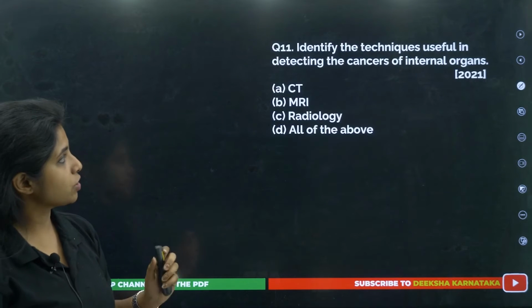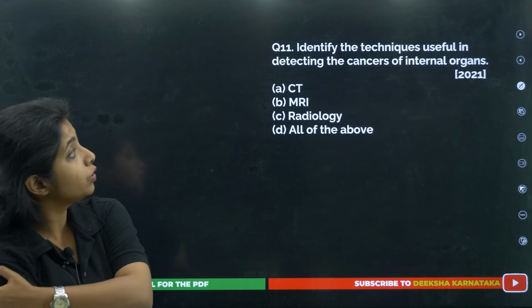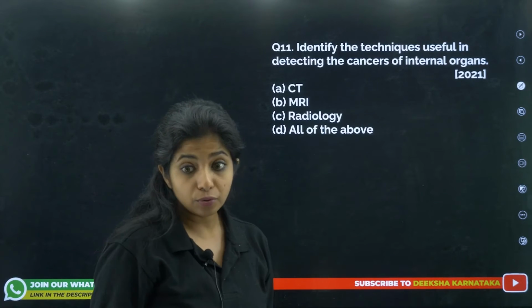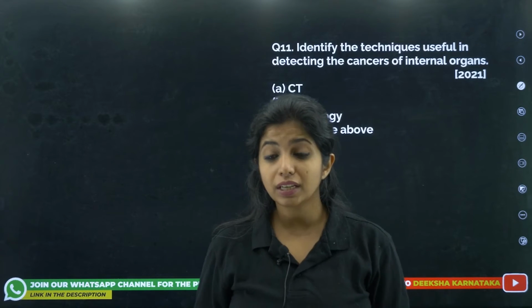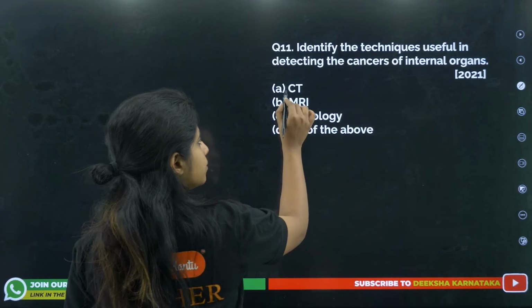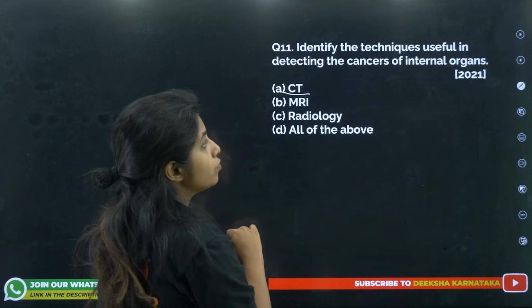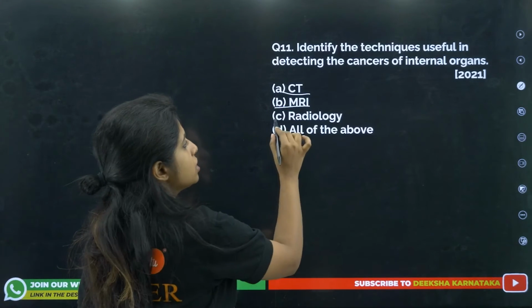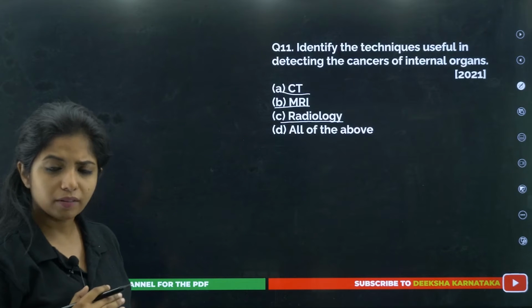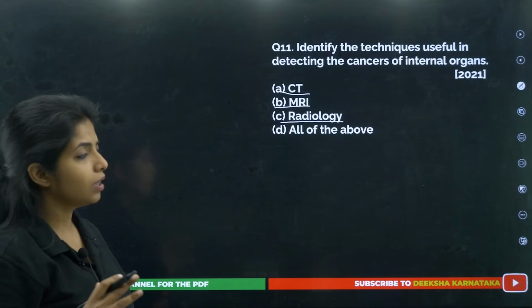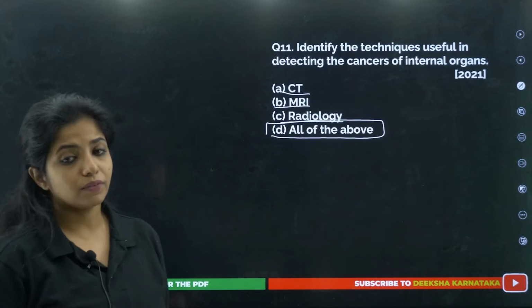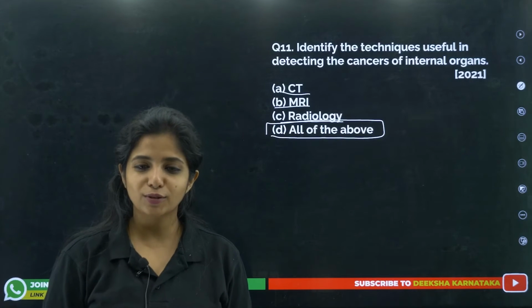Works. Next question. Identify the techniques useful in detecting the cancers of internal organs. So you want to get to know about the cancer of the internal organs. You can do a CT scan, computed tomography, where you are using X-ray itself, MRI where you are using a magnetic field, radiology, all the types of radiations, stuff like that. All of the above, basically, they are going to help you in finding cancers of the internal organs.